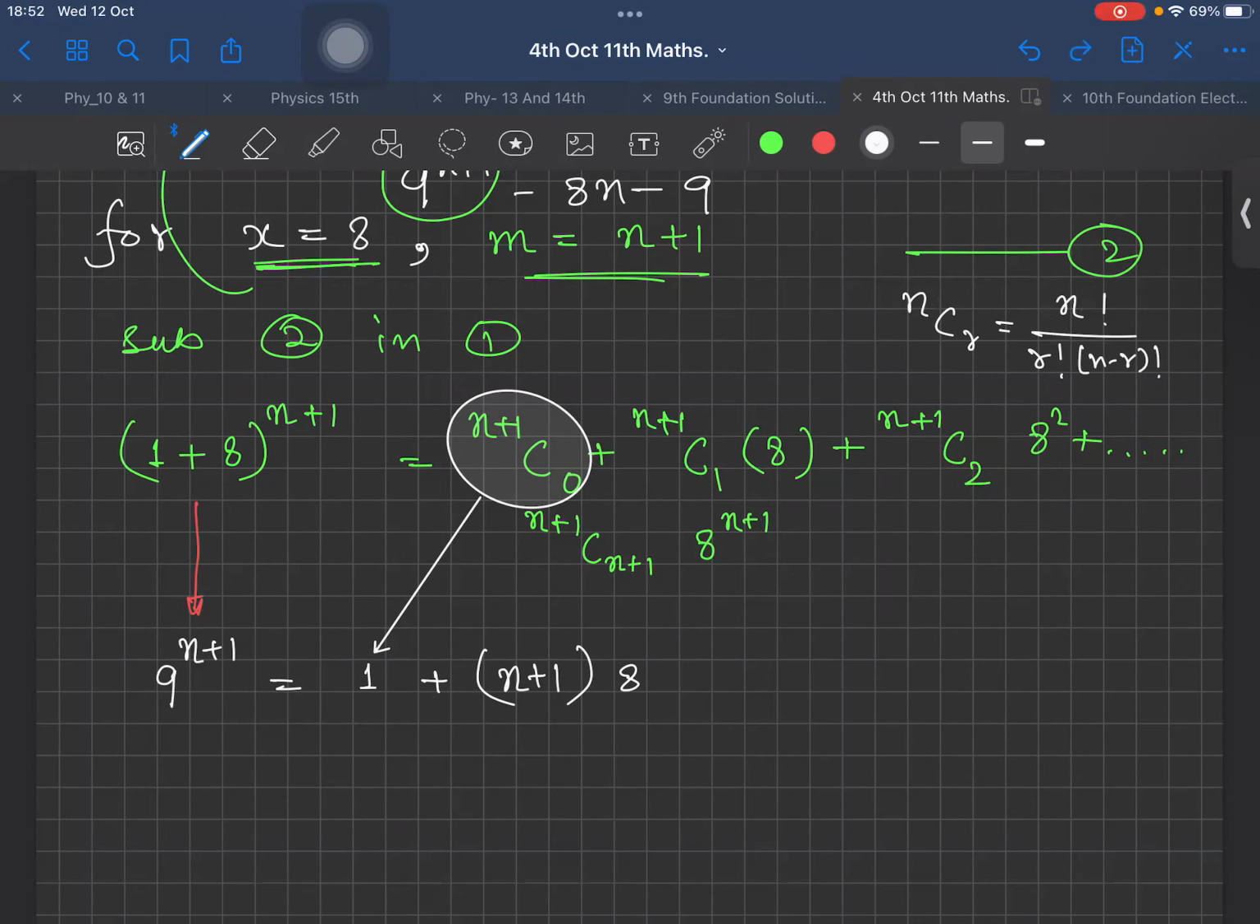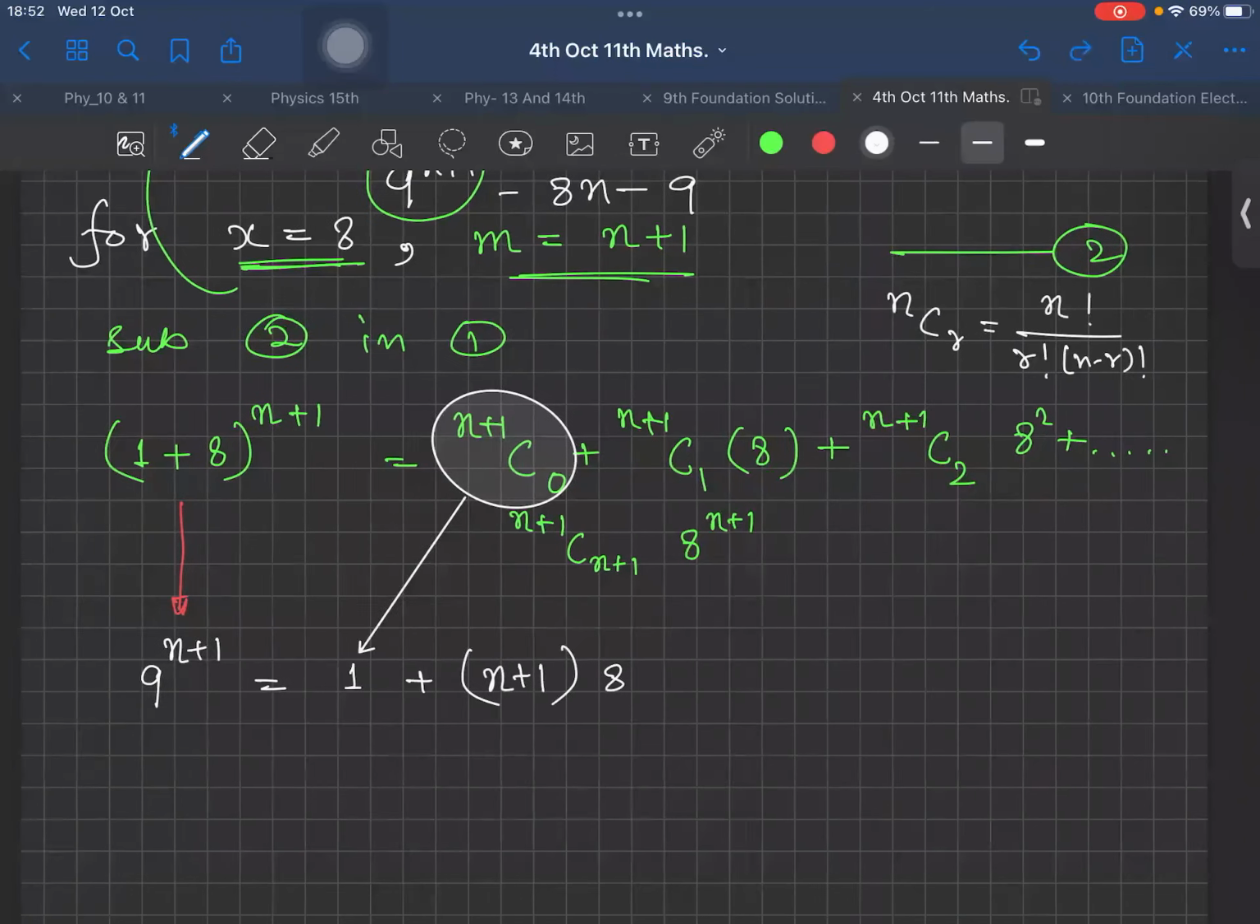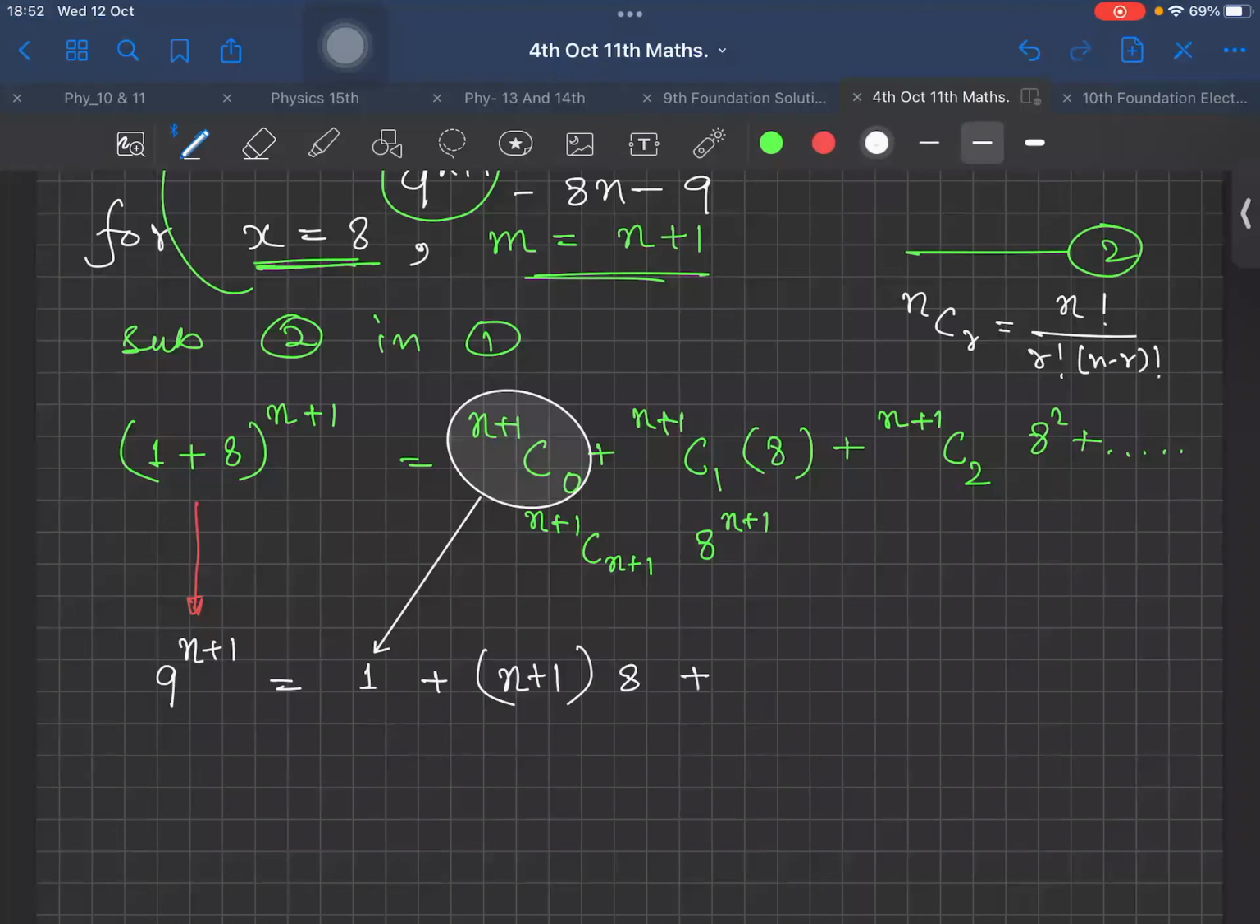All right. So this plus 8, plus n plus 1 C2 will be how much? Anyone? Nidhi? N plus 1 C2 will be how much? No one. Okay. Or anyone is there? Whatever the values.